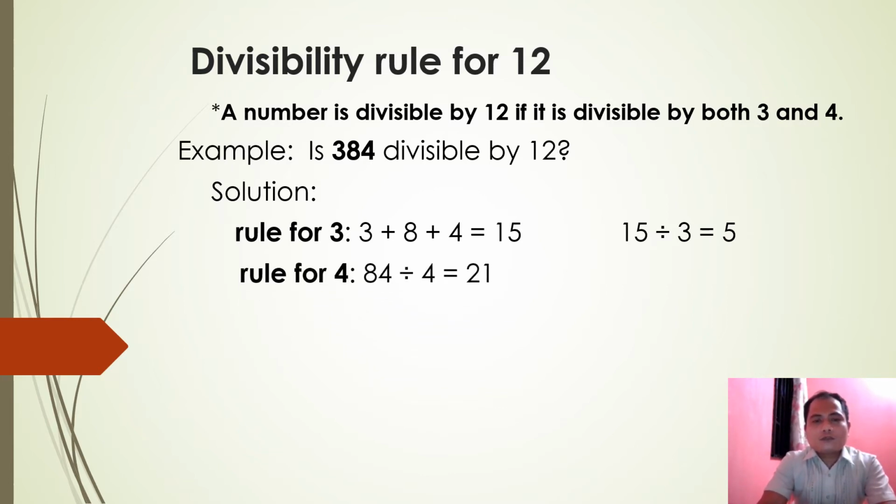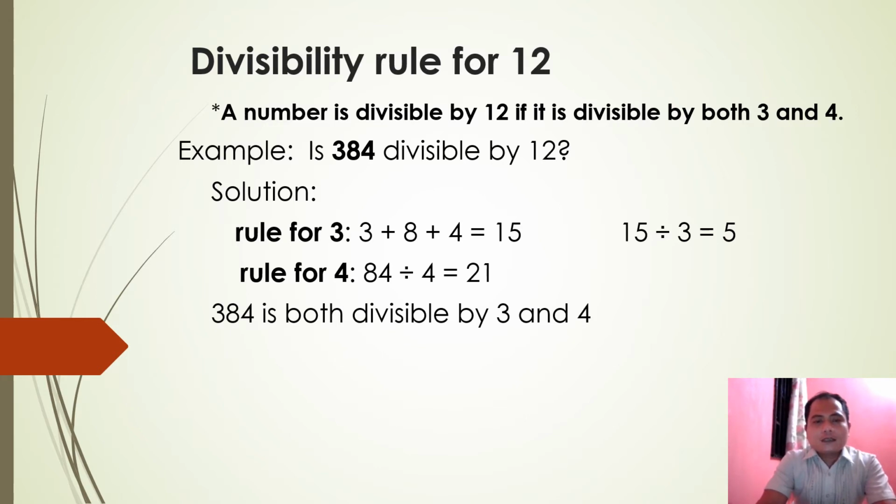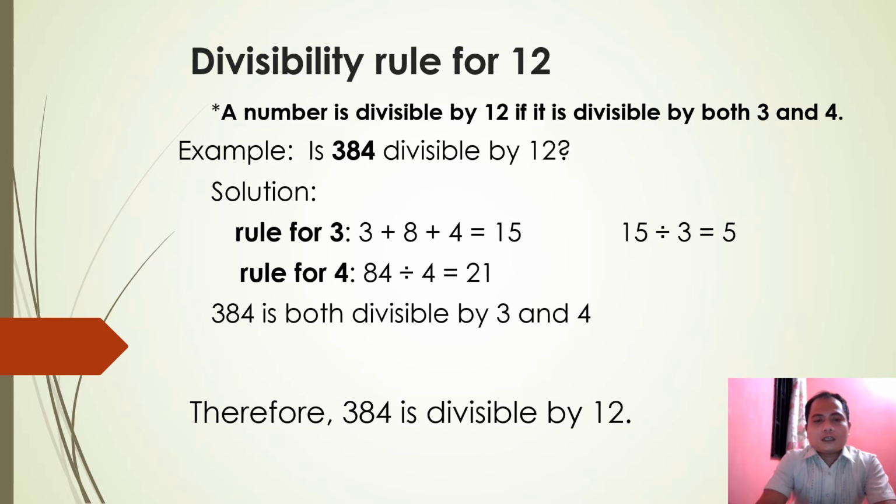What about the rule for 4? Sa rule for 4, we are just going to get the last two digits, which is 84. 84 divided by 4 is 21. Therefore, 384 is both divisible by 3 and 4, and it is also divisible by 12. Okay? Tatandaan lang natin ang rule ni 3 and 4 kay 12.